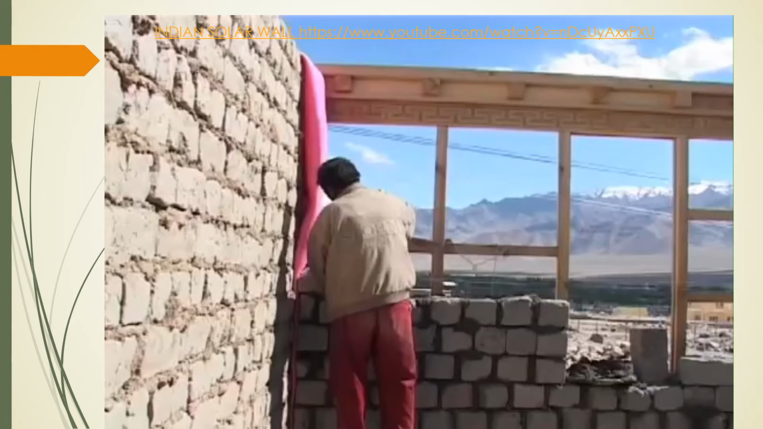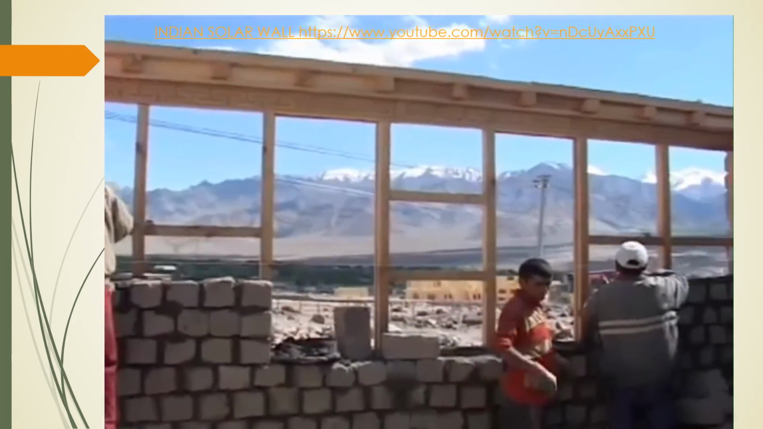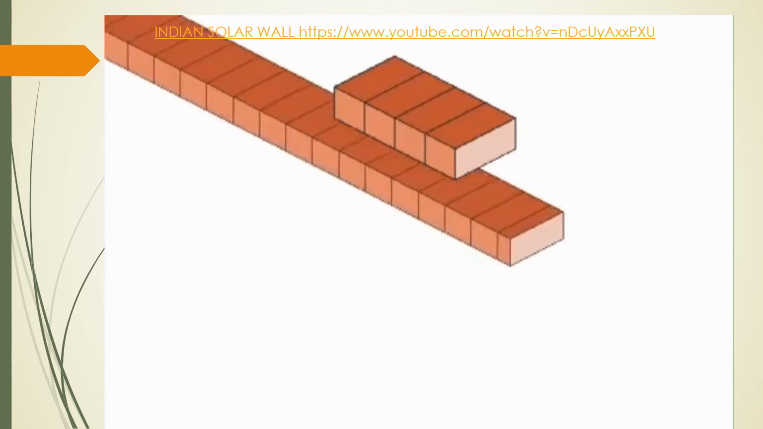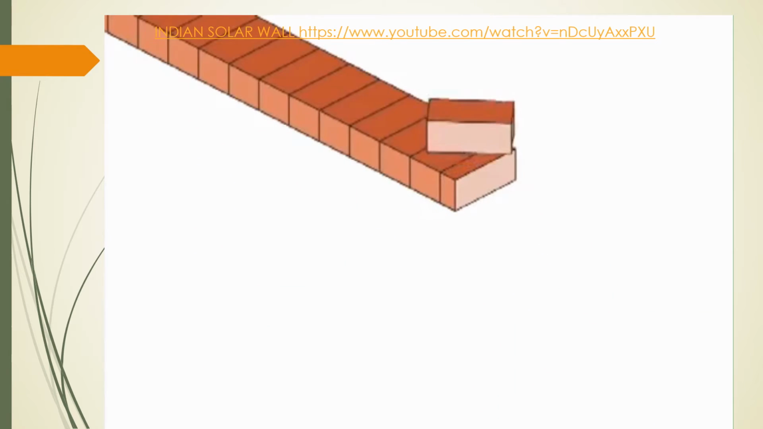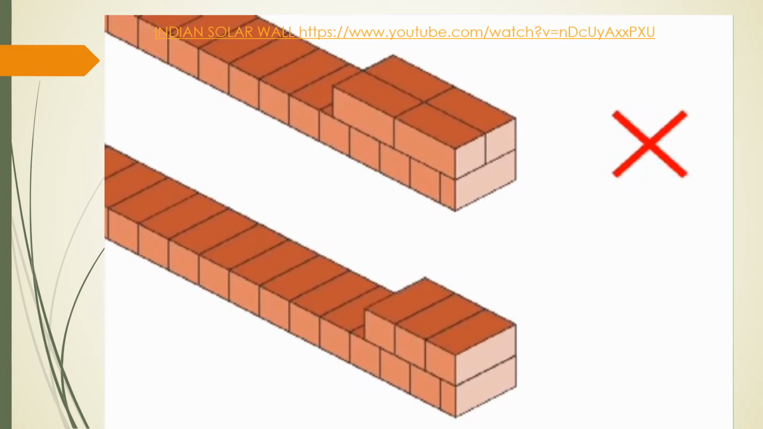Step 5. In a conventional Ladakhi wall, the bricks are placed in alternating directions. Do not use this method when building a solar wall. In a solar wall, all the rows of bricks should be placed in the same direction as the first row to prevent air gaps and ensure that the wall is 1 foot thick.